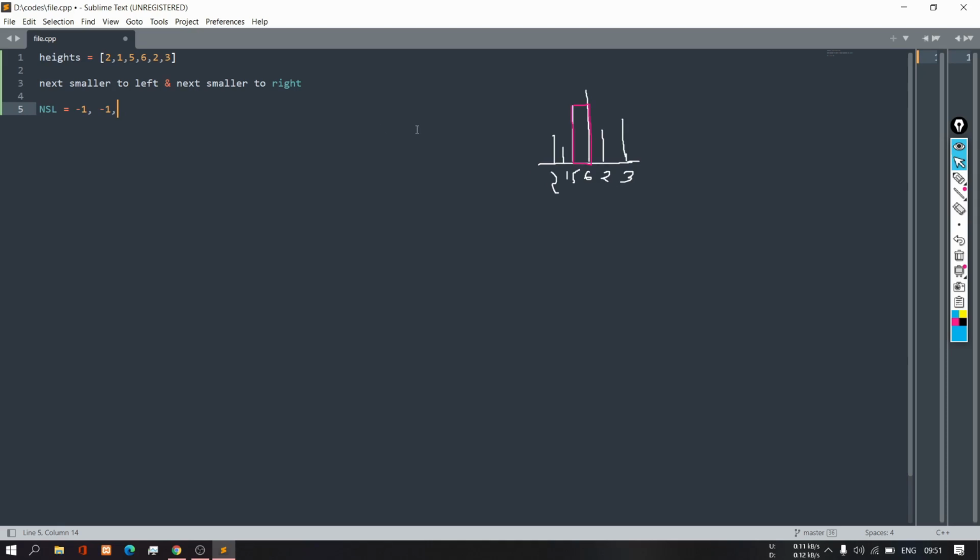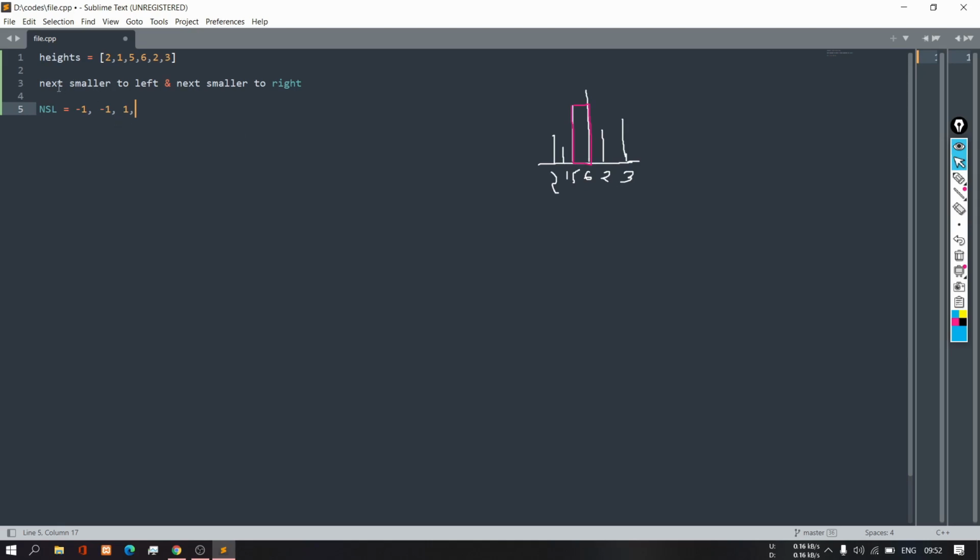So we put -1. Okay, then here it is 5. Okay, and the next smaller is the one, the histogram which has length 1. Okay, so it is in the 1 index. Okay, it is also in the 1 index. So here I will put 1. Then for the 6, the smallest element will be 5 in the left side.